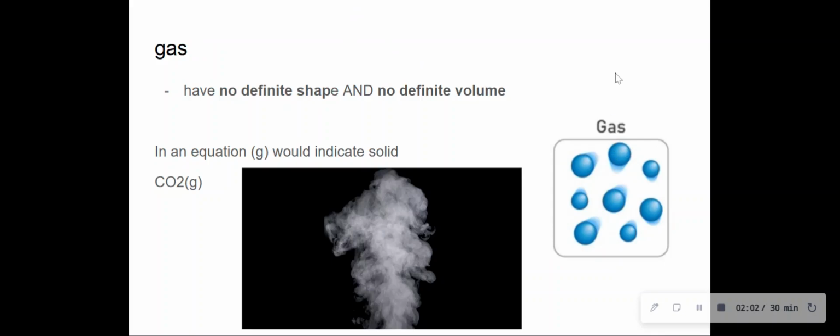Finally, we have a gas. So a gas has no definite shape and no definite volume, meaning that it never stays the same shape, and it will never take up the same amount of space. And here you can see that they're all really far apart and they're going everywhere. You know how gas works, like water vapor. You got water, ice, and then water vapor. In an equation, you'd put a parentheses G, so carbon dioxide gas.